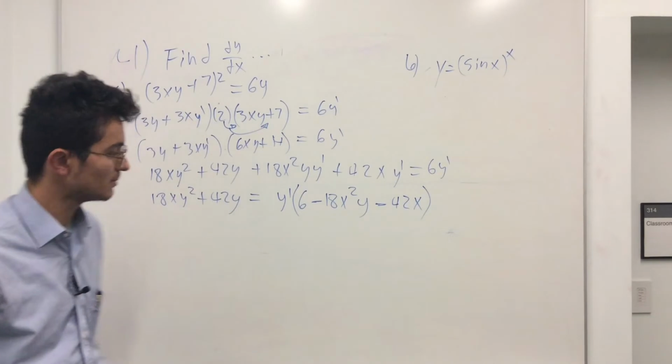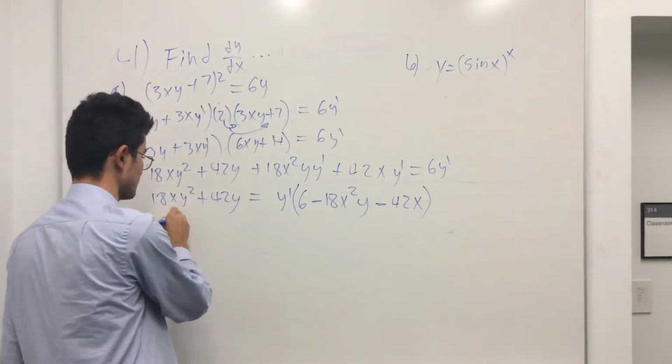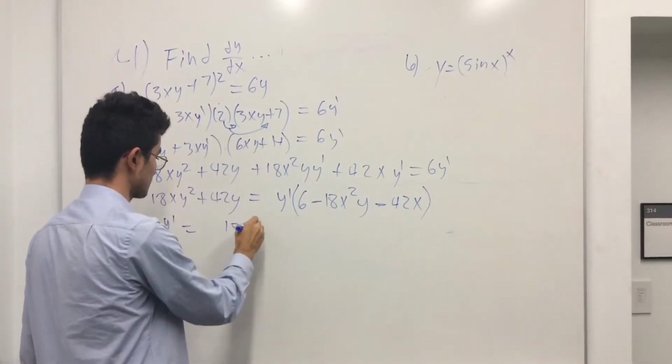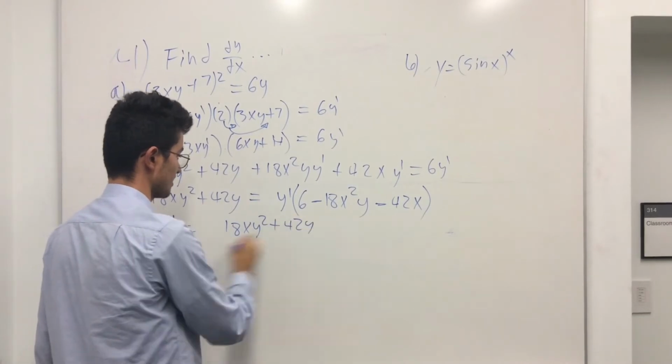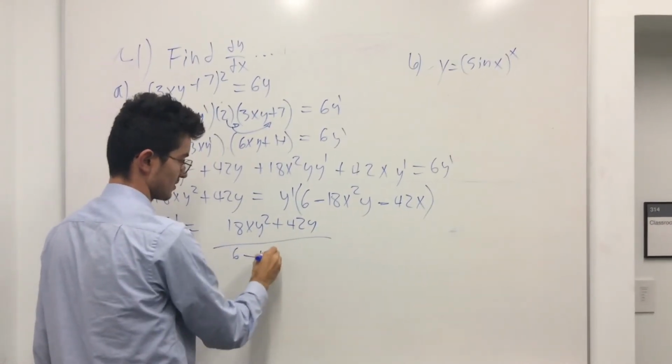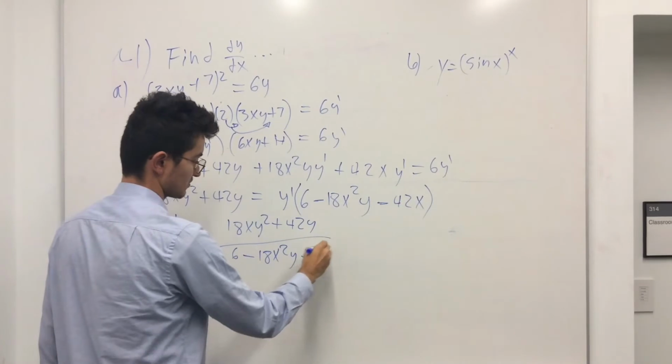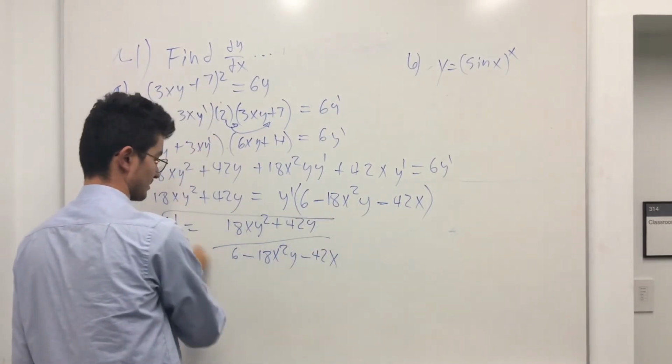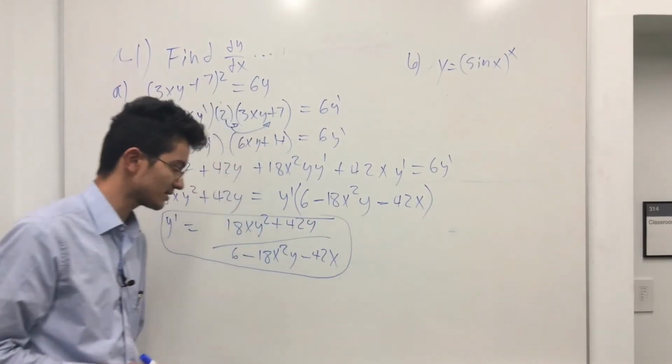Our last step is to divide by this huge factor. So y prime equals 18xy squared plus 42y, all of that divided by 6 minus 18x squared y minus 42x. And this is your final answer. I don't think you can simplify this any further.